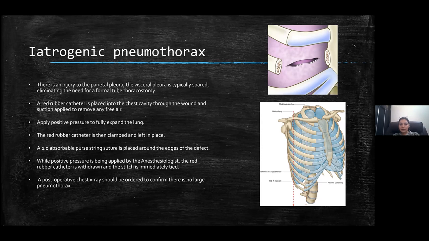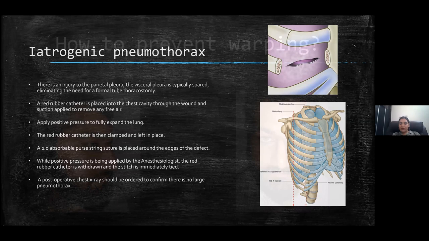A purse string suture is placed around the edges of this defect. While the positive pressure is being applied by the anesthetist, the red rubber catheter is withdrawn and the purse string suture has to be tightened. So this can manage the iatrogenic pneumothorax, and a post-operative chest X-ray should be done to monitor the progress of the patient.